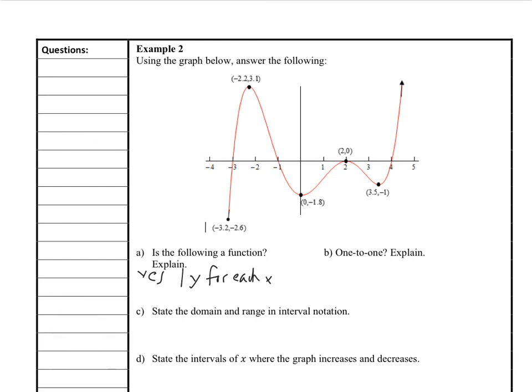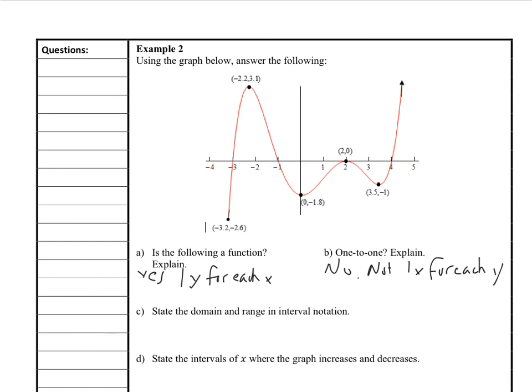The answer is no. All right, you draw a horizontal line up here, and it crosses more than one, so there is not one x for each y. Not one x for each y.